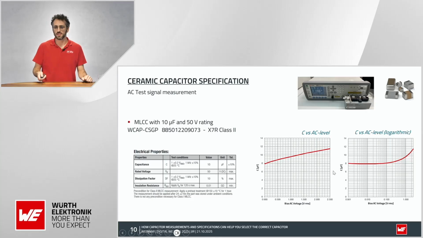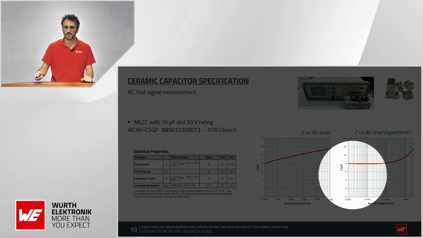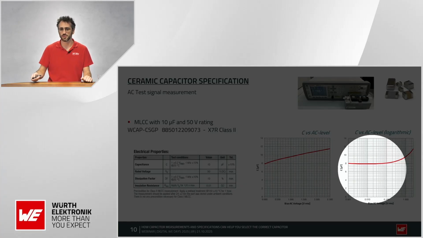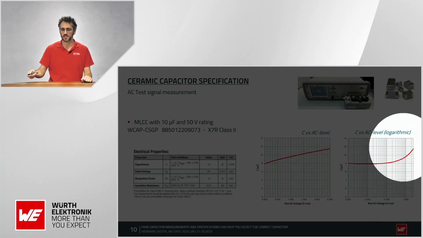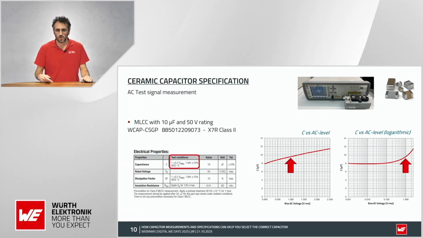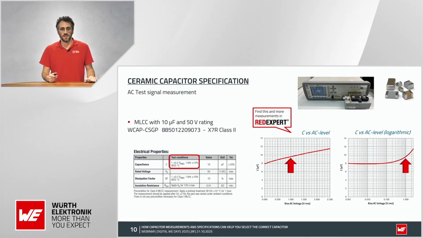What you can see also is that for most of the small signals, if we represent the voltage on a logarithmic axis, it's quite uniform for small signals up to 100 millivolt, then it goes up. So in the specification, we have quite a big signal. This is advantageous for us to say that this is a 10 microfarad capacitor. But of course, if you have a small stimulation signal, you may have less capacitance than you expect. Again, this is the information that you can find in RedExpert.